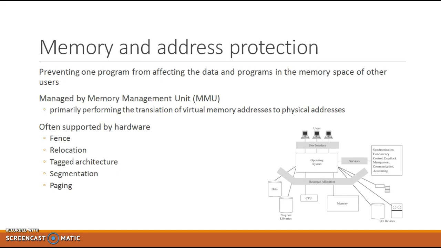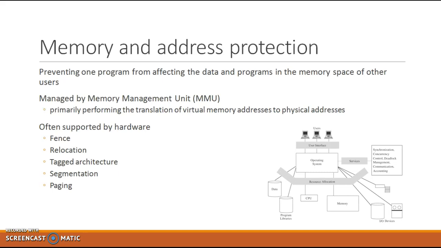So the goal is preventing one program from affecting the data and programs in the memory space of another user. Sometimes if the data of secure programs flows into the unsecure space, then this kind of buffer overflow problem can occur. So memory and address protection is an important topic in operating system security. It is managed by the memory management unit, the MMU. It manages all these things, primarily performing the translation of virtual memory addresses to physical memory addresses.